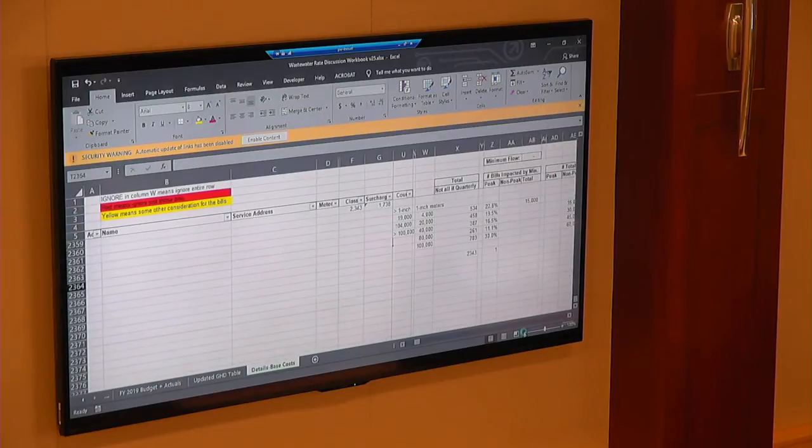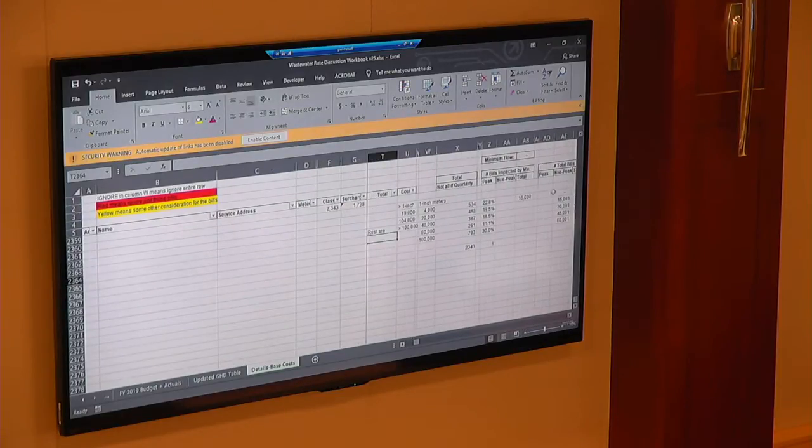Alright, so let me minimize this a little bit so we can see the ranges. For the 1-inch meters, the first one, 4,000, does line up with that first one. It's 15,000 or less, yeah. And then the 20,000 does fall in that range. The 40,000 does fall in that range.